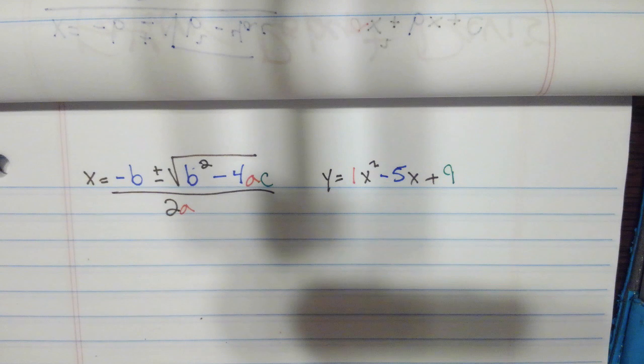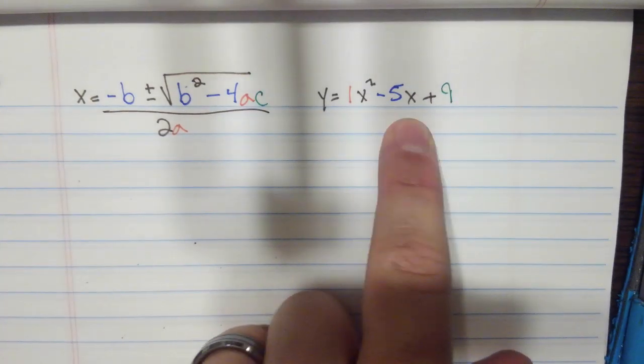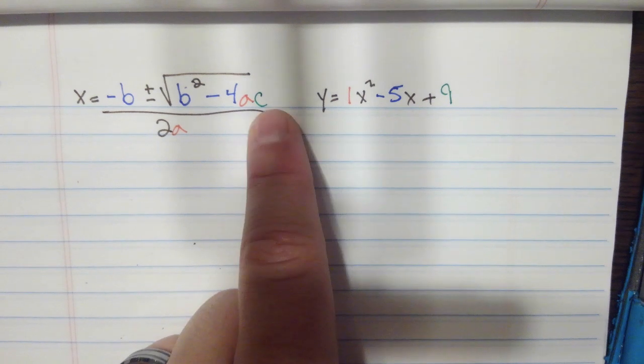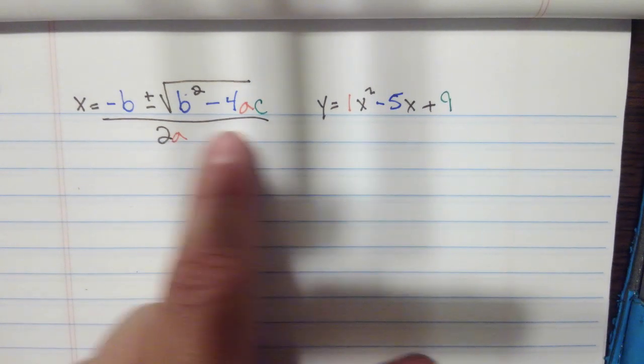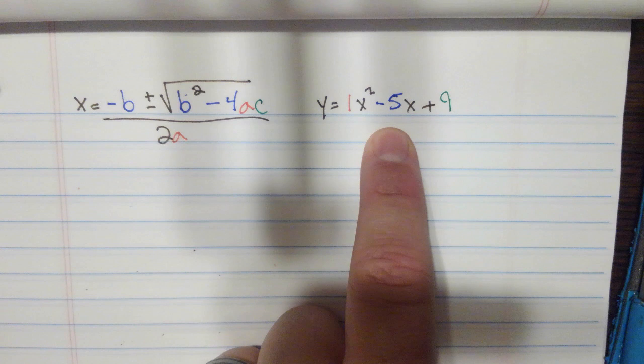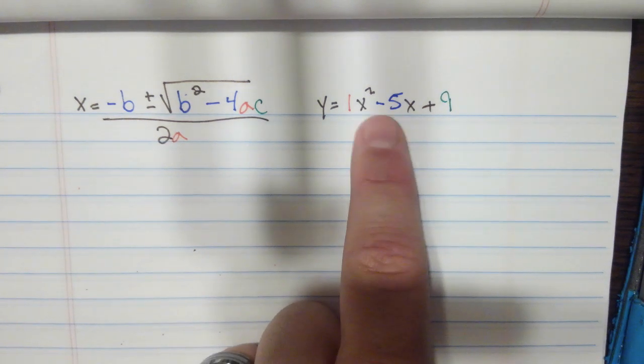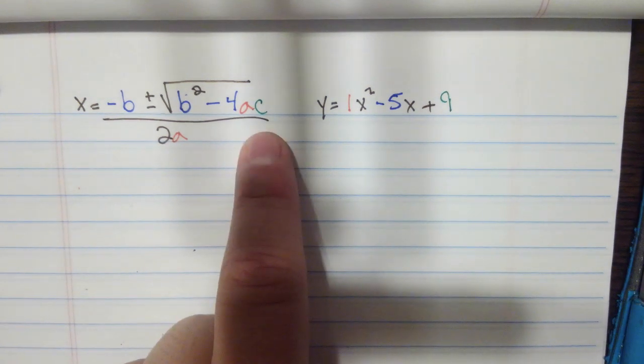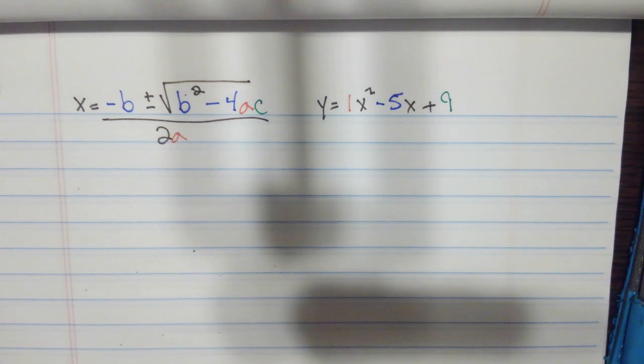Although the 4 should have been brown, not blue, but that's okay. Okay, so I'm going to take all these color-coded things. I'm going to replace the A's with that 1. I'm going to replace the B's with that negative 5. And again, notice the 5 and the negative sign are negative. Okay, and then I'm going to replace C with 9.